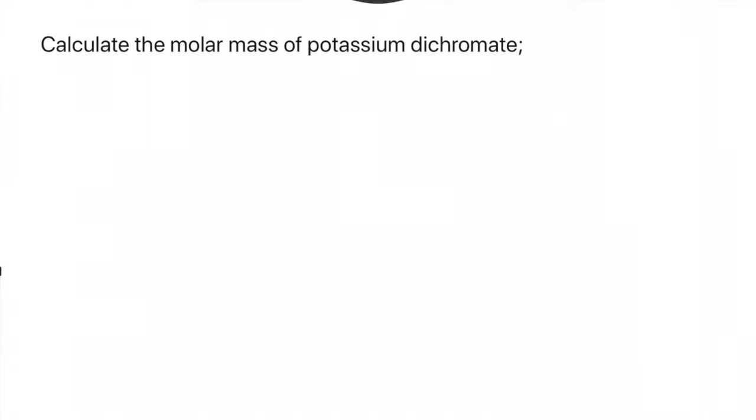So very quickly in this video, I'm going to show you how to calculate the molar mass of a compound, specifically the compound potassium dichromate. And so the molar mass of a compound is just all of the molar masses of the individual atoms added up together. So for potassium dichromate, the formula is K2Cr2O7.